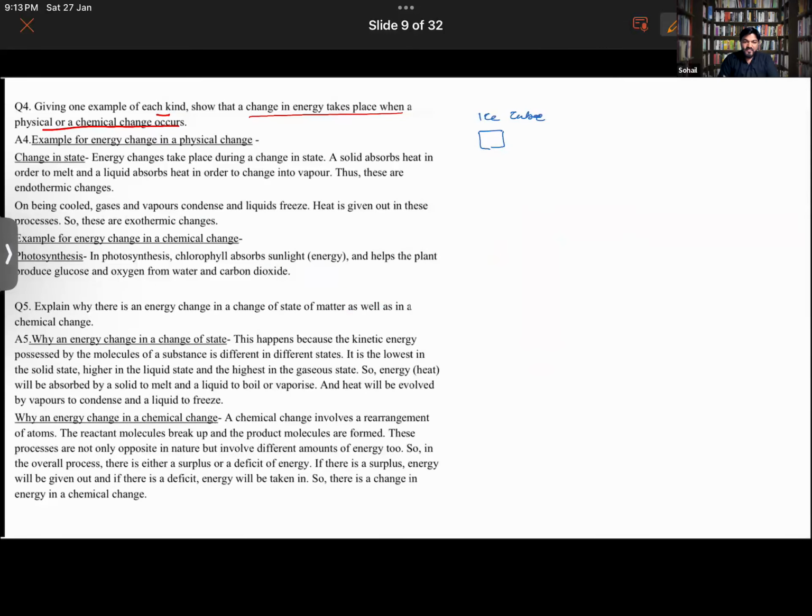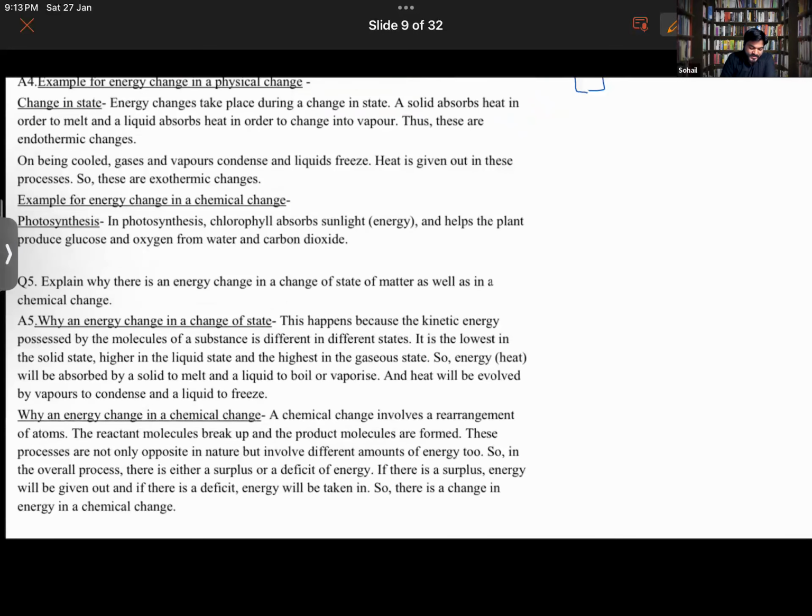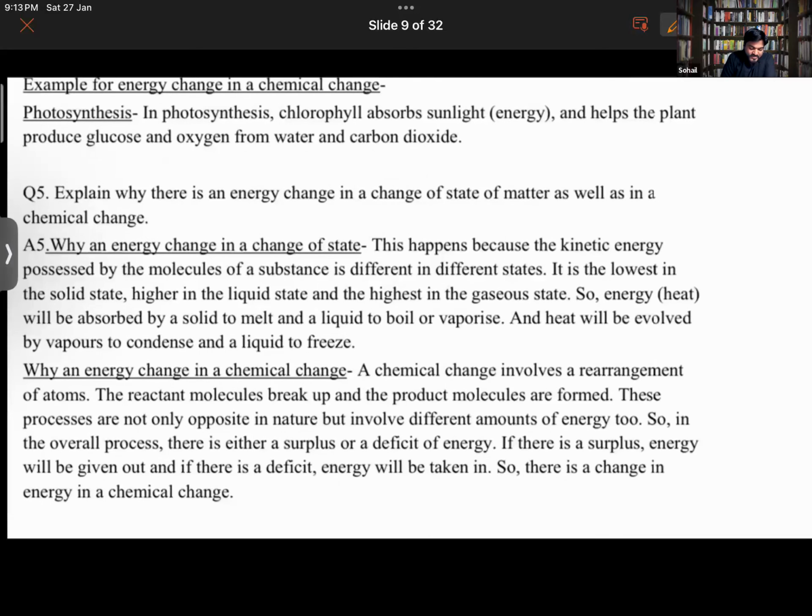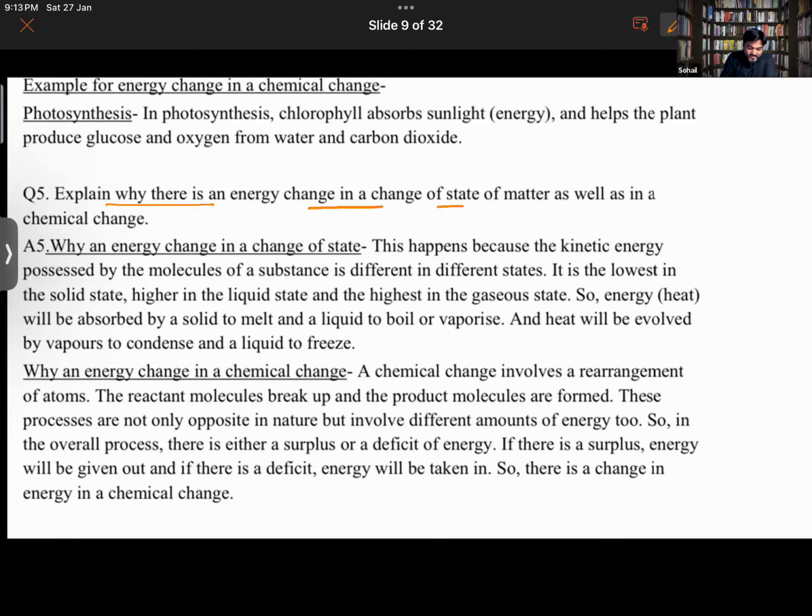So in context of that, we understood that even when chemical changes take place, energy will also be changing. So in both the cases, note this down, that energy change happens. Now, another question is: explain why there is an energy change in a change of state of matter as well as in a chemical change.